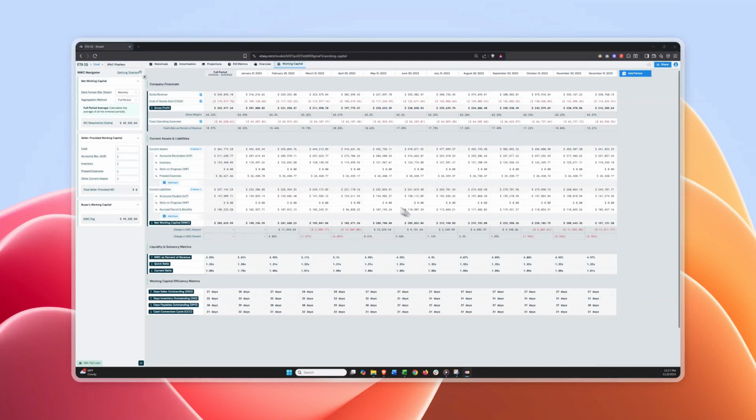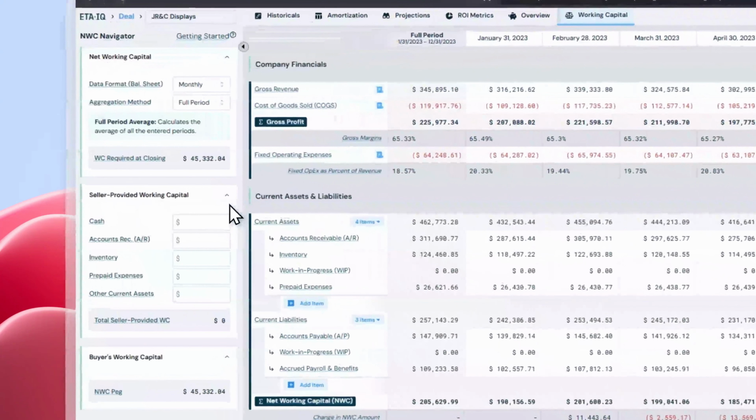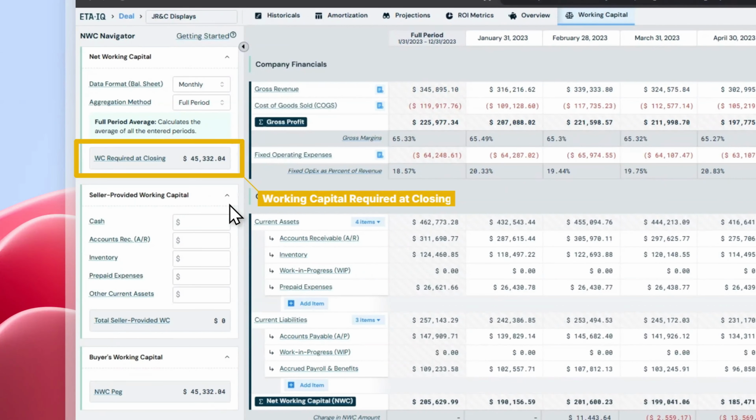Now, let's look at the left sidebar. This is where you'll see an estimate of how much working capital the business will need on day one, and assess whether there's a shortfall or surplus based on how much working capital the seller is leaving behind. Starting at the top, you'll see working capital required at closing. This number estimates how much working capital the business needs on day one to cover its fixed, non-discretionary expenses, things like payroll, rent, and insurance.